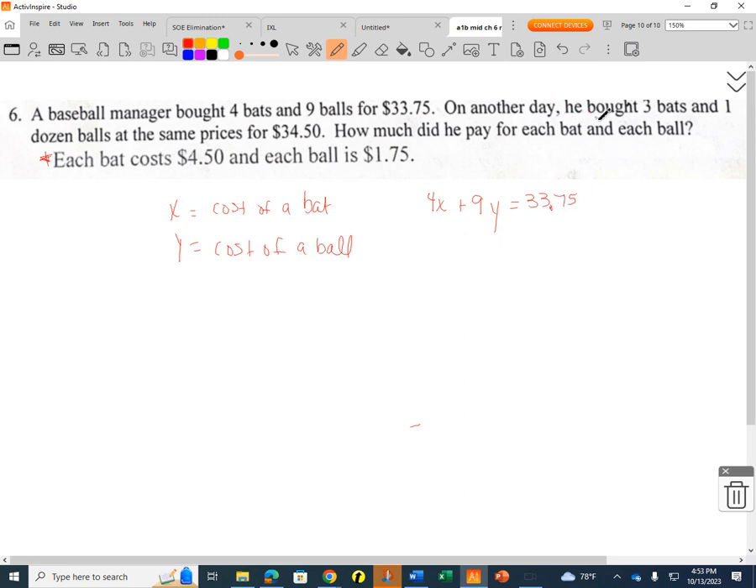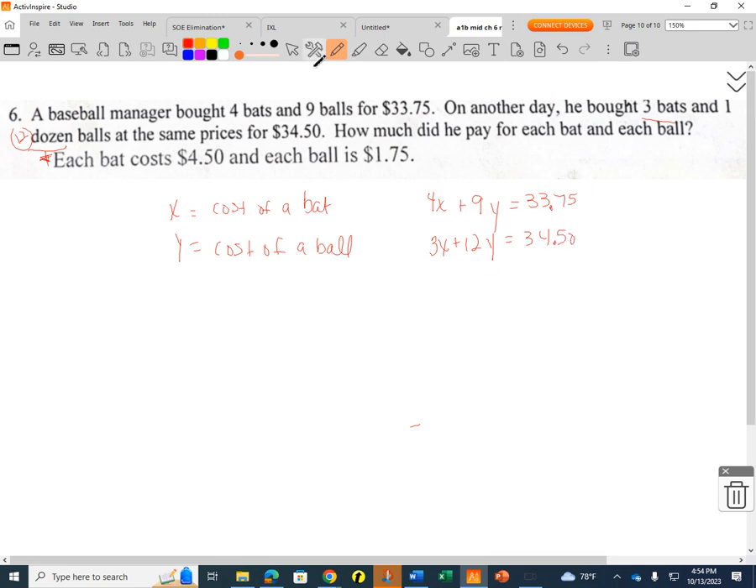The other equation is in the other sentence. He bought 3 bats and 1 dozen balls at the same prices for $34.50. First off, 1 dozen is 12 balls, so you have to know that a dozen is 12. So he bought 3 bats, so it's 3 times the cost of 1 bat plus 12 times the cost of 1 ball, and that equals $34.50.